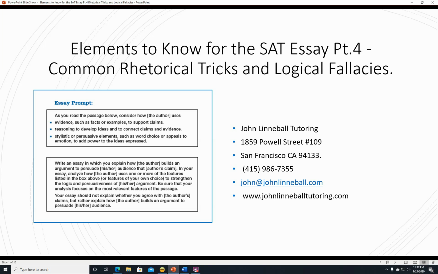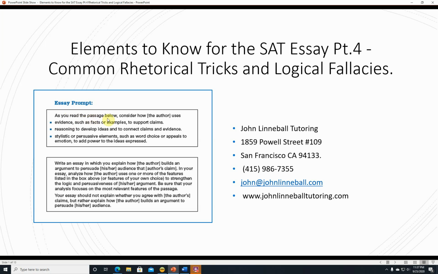Hi, this is John Lineval, and this is Elements to Know for the SAT Essay Part 4, Common Rhetorical Tricks and Logical Fallacies. So, in case you haven't watched the other three, this is a generalized SAT essay prompt.